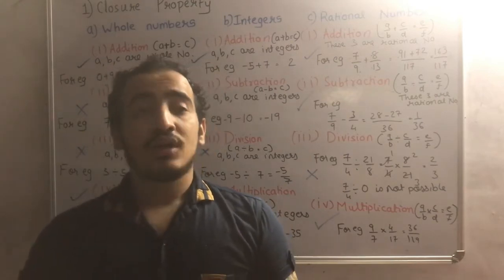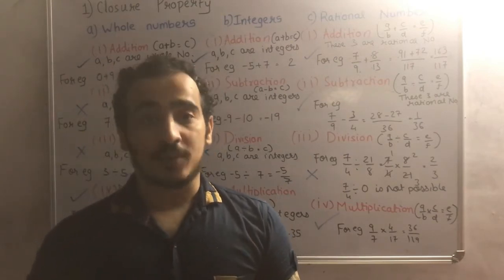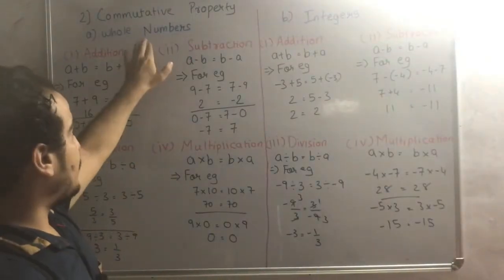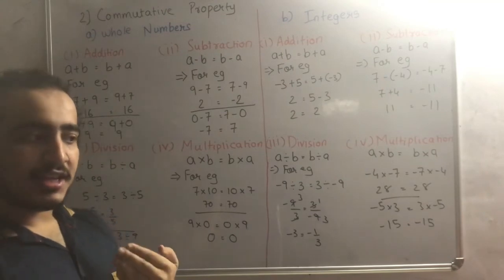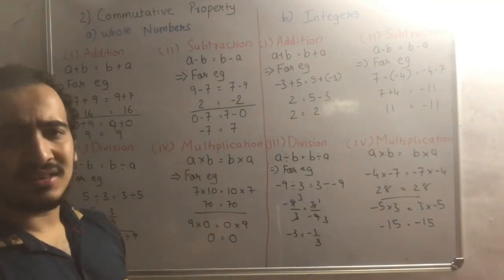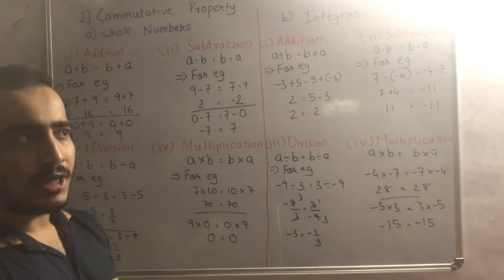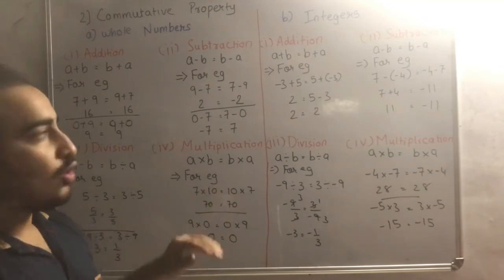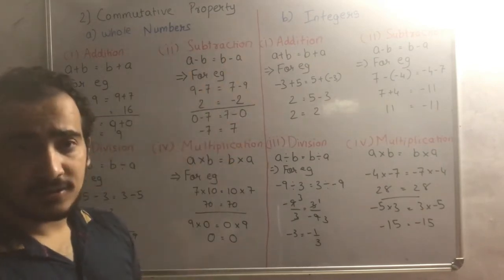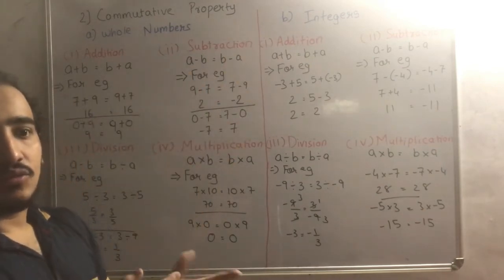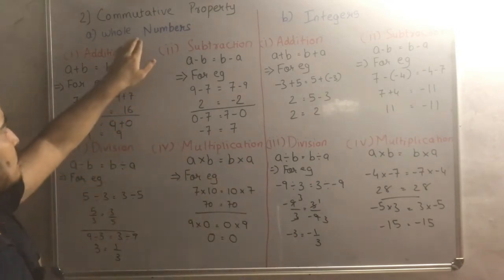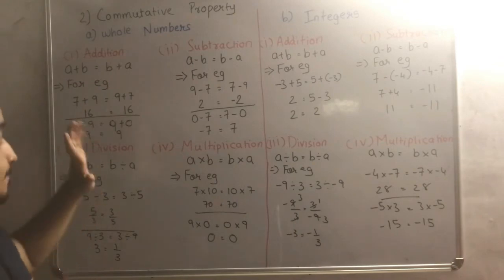So now let's move to the commutative property. Now next is the commutative property. We will see first whole numbers and integers, and then we will see rational numbers, because I have seen that in the first property, the closure property, everything was messed up. So what I did, I just wrote whole numbers first and then integers, and after that I will write rational numbers separately. Okay, so now whole numbers.